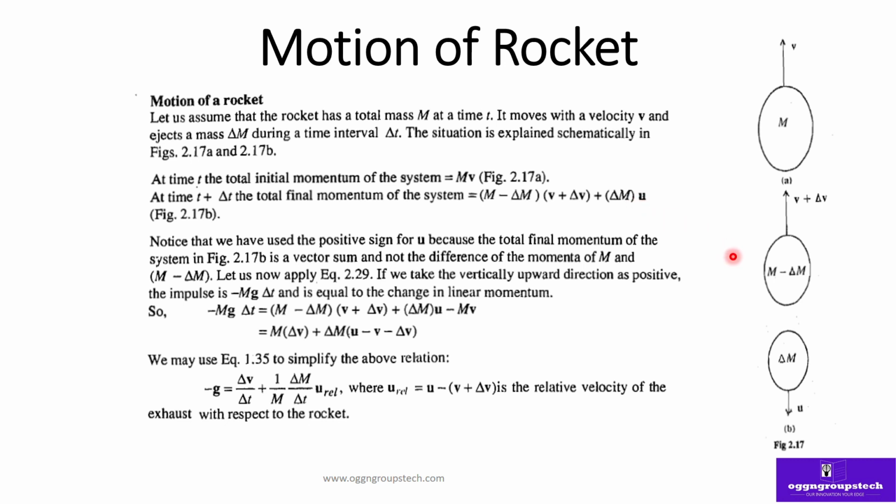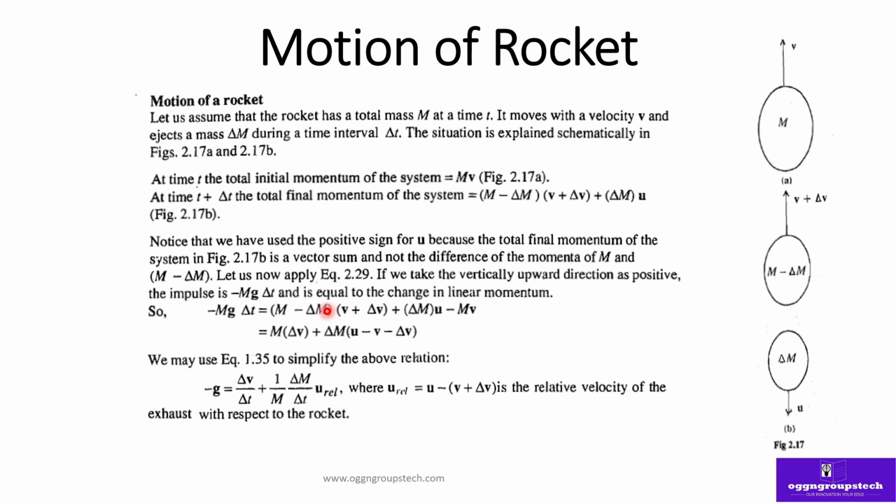Now we'll apply the concepts of the total final momentum of a system. If we take the vertically upward direction as positive, the impulse is minus mg delta t, and it is equal to the change in linear momentum. As a result, the impulse minus mg delta t is equal to m minus delta m into v plus delta v, plus delta m into u, minus mv.